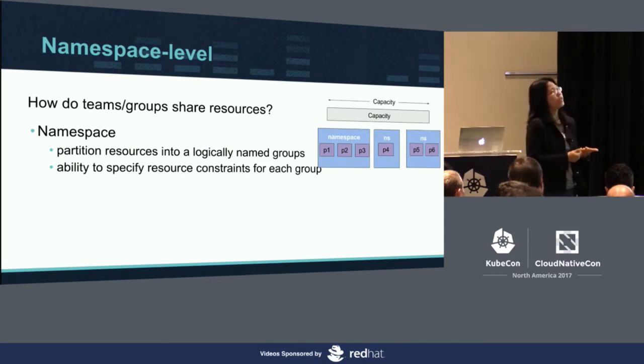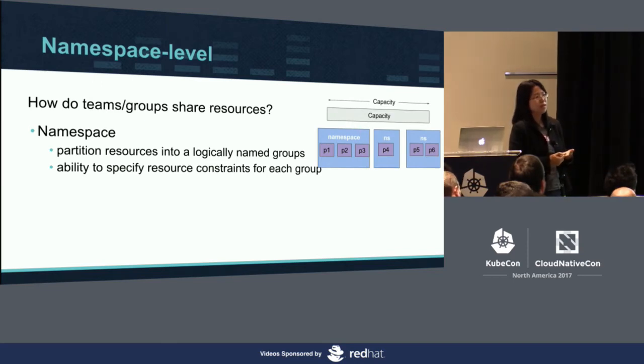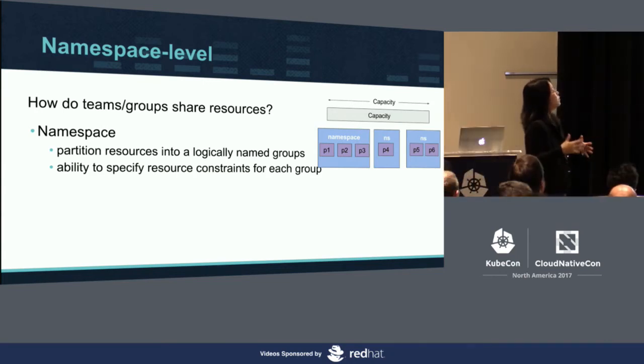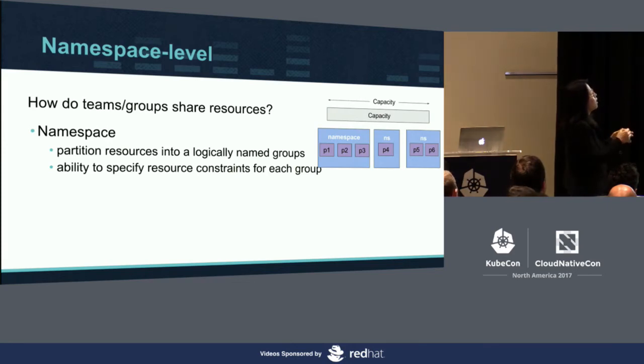Okay, we covered resource management at the container level, pod level, and node level, and we have provided some allocation and isolation of resources. But in the cloud, often different groups of people, different teams, share resources, and how can we partition and allocate resources among different teams? In Kubernetes, we have namespaces. A namespace basically allows you to partition resources among different groups of people, and it allows you to specify resource requirements for each group.